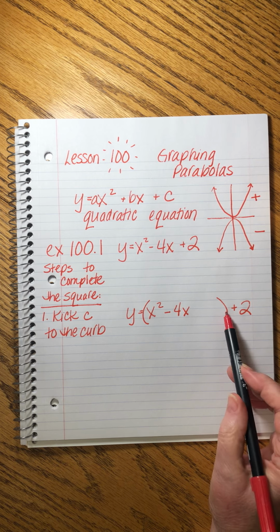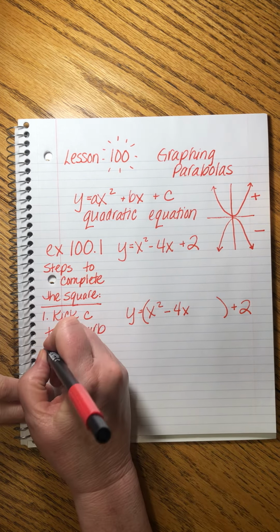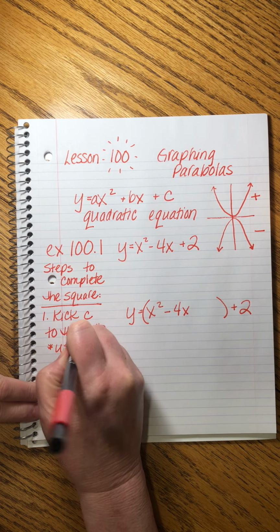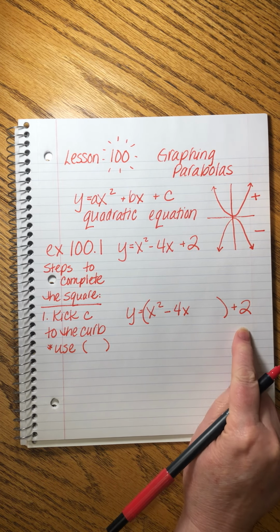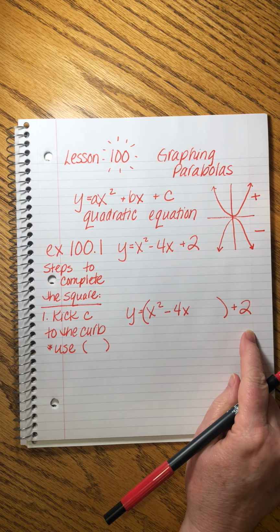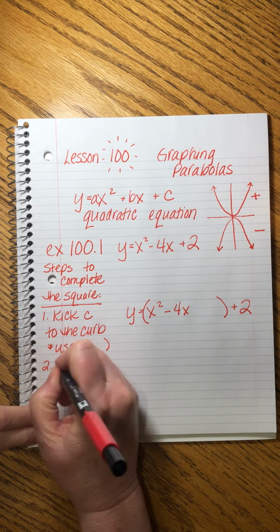See what I did? I just scooched him over and put these guys in a little parenthesis club. So we use parentheses to kick 2 to the curb. It's different, but it's still the curb. You know what I'm saying? It's still the curb. Now, what we need to do is calculate our magic number.